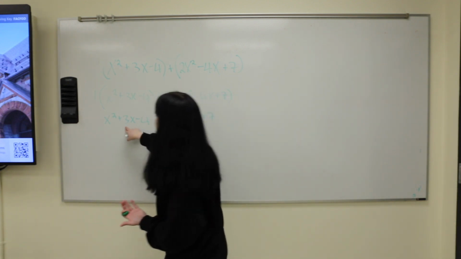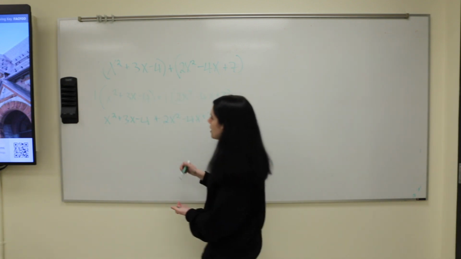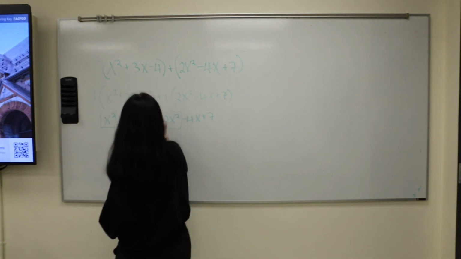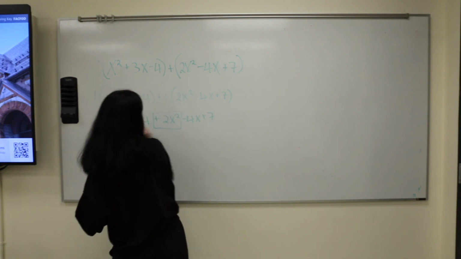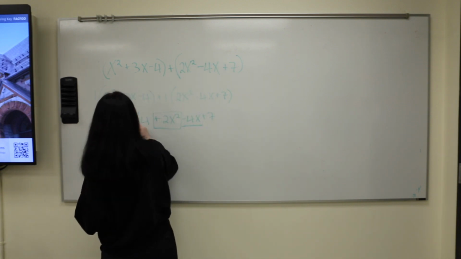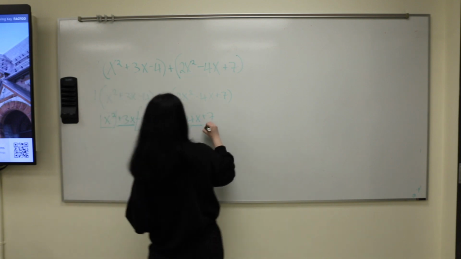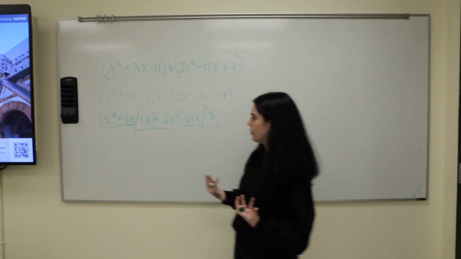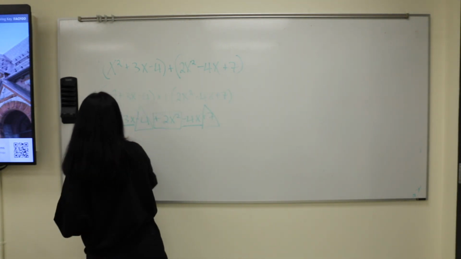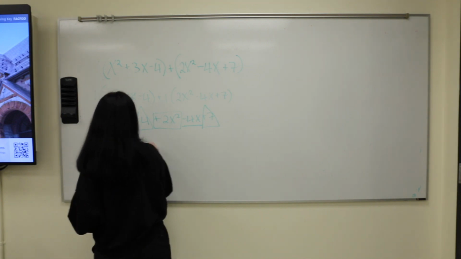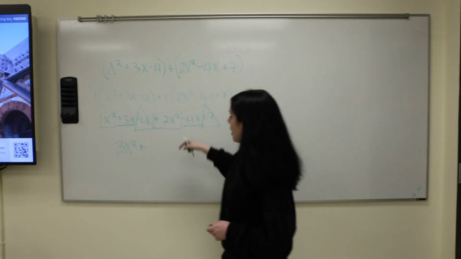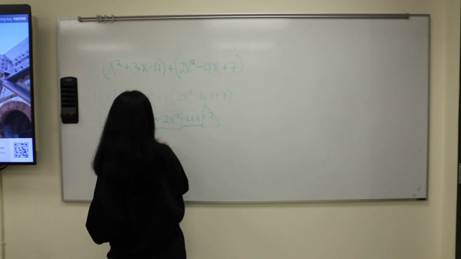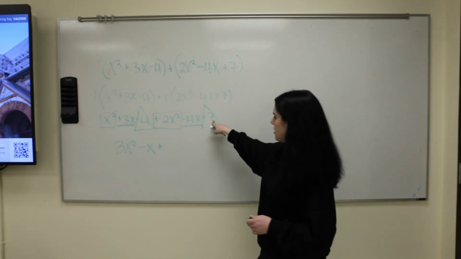So what we have to do here is notice that there are several like terms. So I have x squared and 2x squared. I have 3x and minus 4x. And I have minus 4 and plus 7. So what I want to do is combine like terms. So I'm going to combine my x squared and my 2x squared to get 3x squared. I'm going to combine my 3x and my minus 4x to get minus x. And then I'm going to combine my minus 4 and plus 7 to get 3.